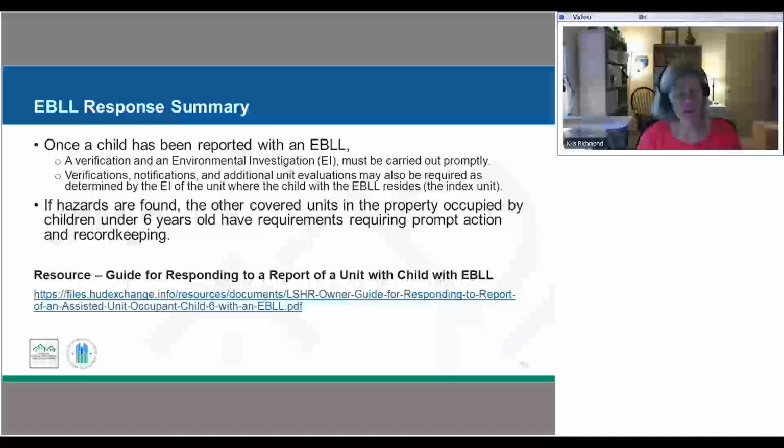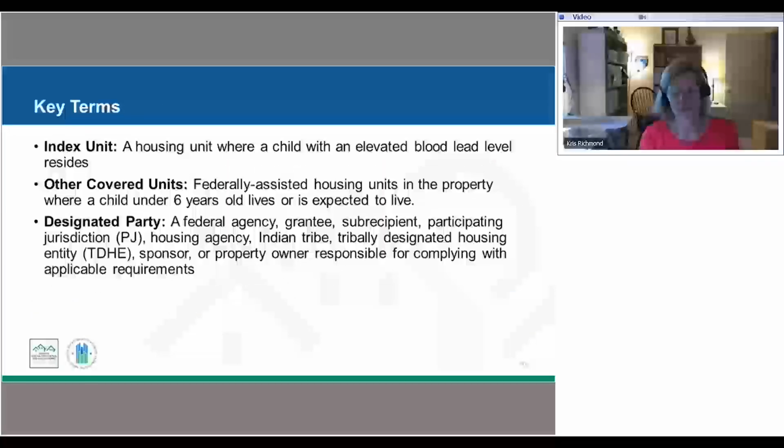If that unit the child is living in is the reason why the child has an EBLL, then there are other actions that need to take place for other coverage units, and those are units that have children under 6 living in them. We have a number of resources. This is a step-by-step resource here that's available on our toolkit, but we can go a little deeper into this.